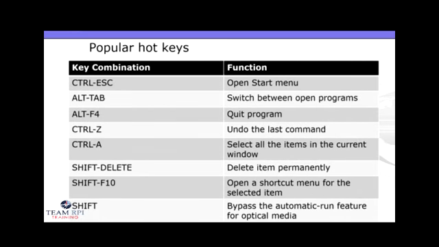Here's a look at some of the more popular hotkeys. Again, the A+ examination expects you to be familiar with some of the more popular hotkeys, especially ones like Control-A to select all the items in the current window, and Shift F10, open a shortcut menu for the selected item. However, it's recommended that you remember all of these.